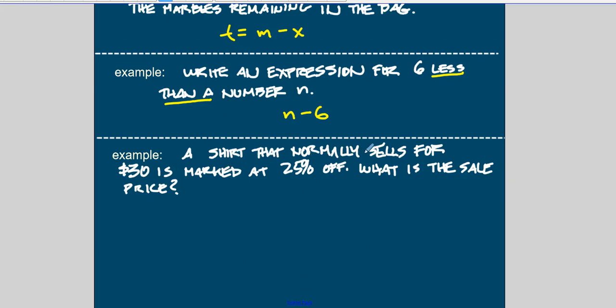Okay, and then my last example for subtraction. A shirt that normally sells for $30 is marked at 25% off. What is the sale price? So I start at 100%, okay? I'm taking 25% away from 100%, leaving me with 75% of the original price.